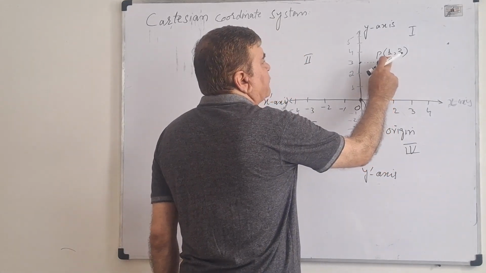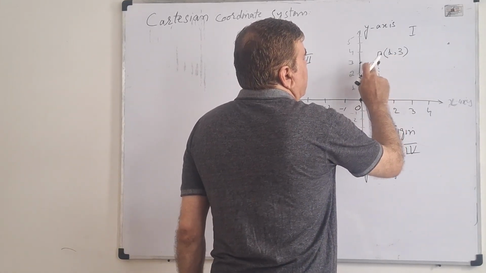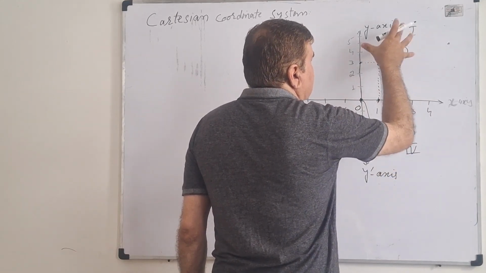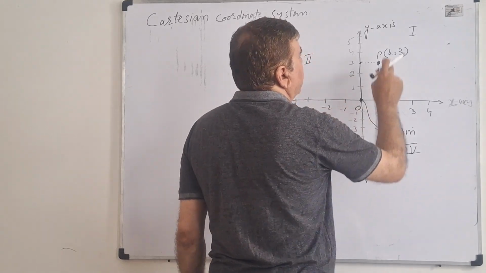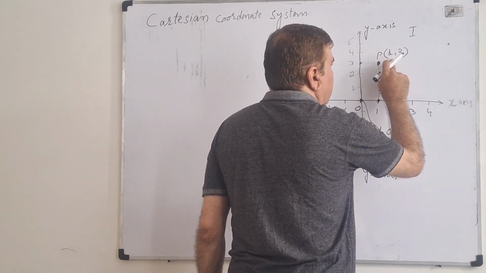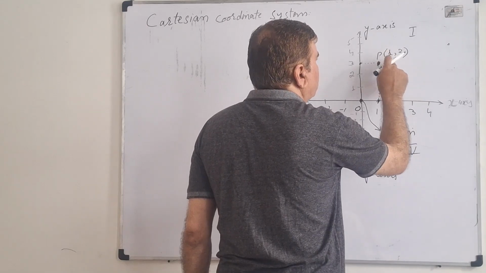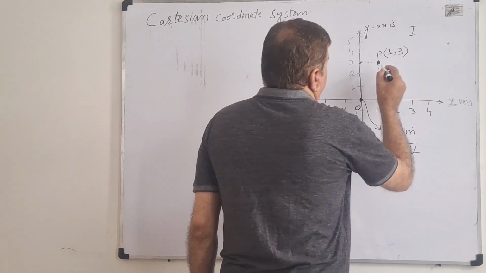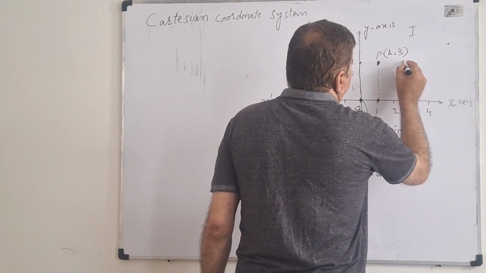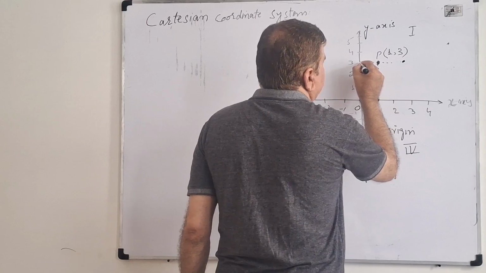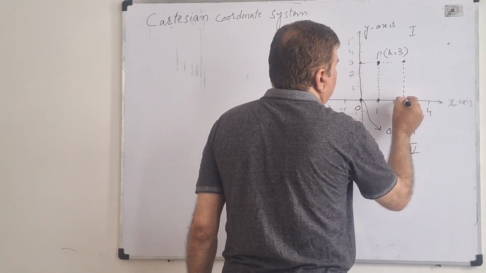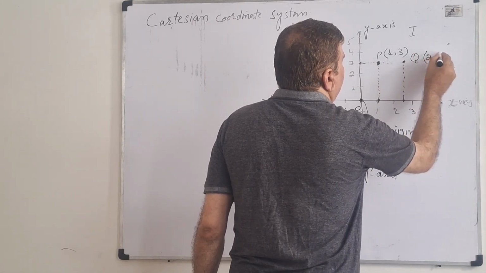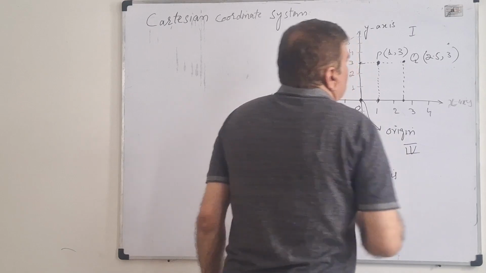So this pair of two numbers, 1 and 3, is unique for this point. No other point on this whole plane would have this pair of numbers. Because if I take another point, let's say at this position, if I drop a perpendicular, it meets at 3 on the x-axis, but it meets at another point on the y-axis. Let's say this is 2.5. So this point Q, I call (3, 2.5).